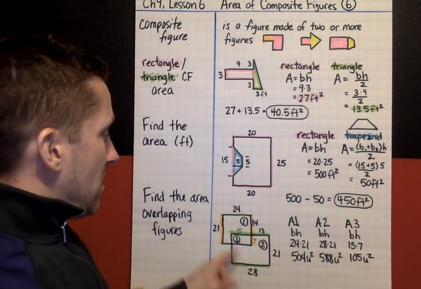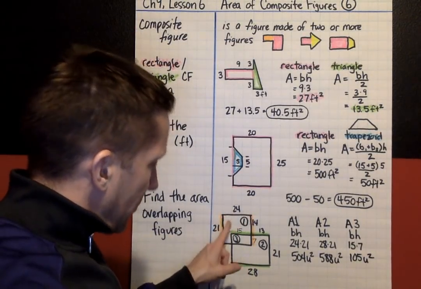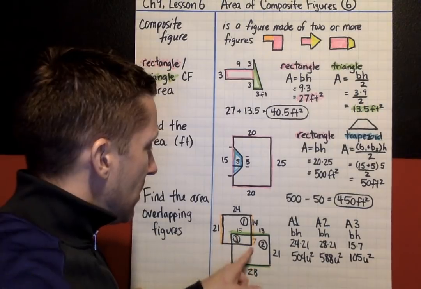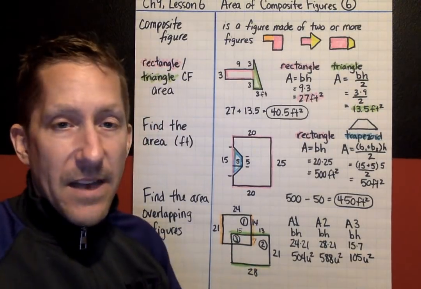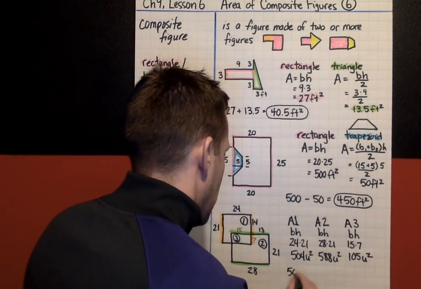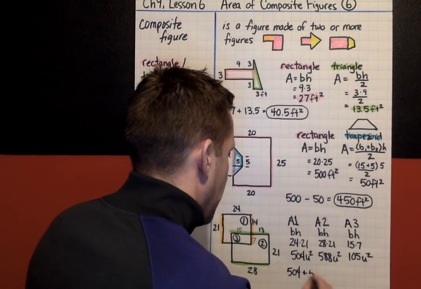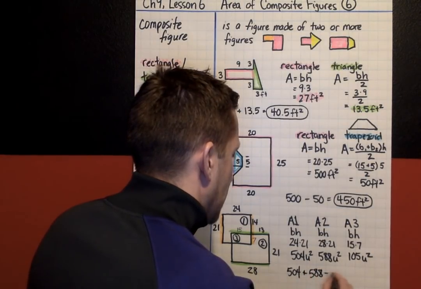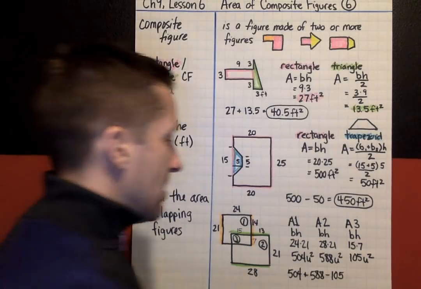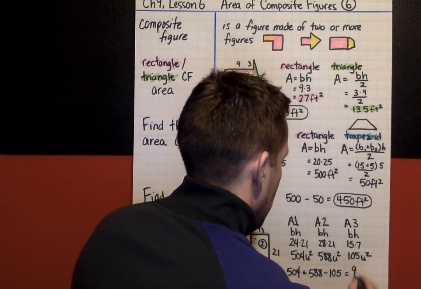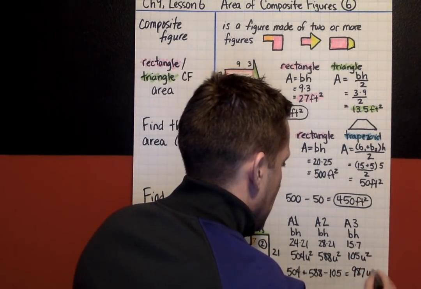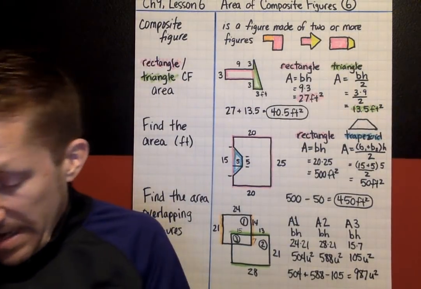So now, area of the figure, I keep calling this triangle, is the area of rectangle 1 plus the area of rectangle 2, subtract the area of rectangle 3. That's the last step. So 504 plus 588, subtract 105. If you enter that into your calculator, your final area is 987 units squared. And now I'm going to show what that is in a different color.